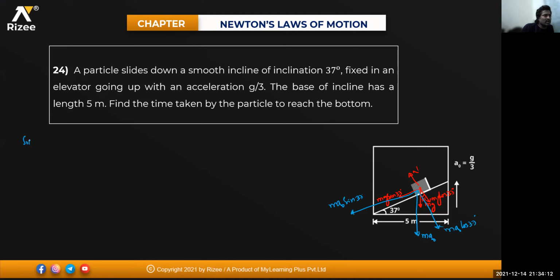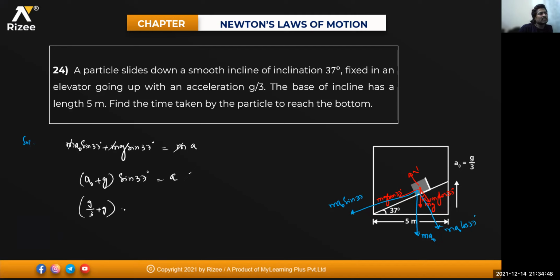This body is moving in the downward direction along the incline, so what components can I write here? M a naught sin theta plus mg sin theta, both in the same direction. So force is m a naught sin 37 plus mg sin 37, equal to mass into acceleration. Everywhere mass gets cancelled. So a naught plus g sin 37 is the acceleration here. A naught is g by 3, plus g into sin 37, which is 3 by 5, equals a.